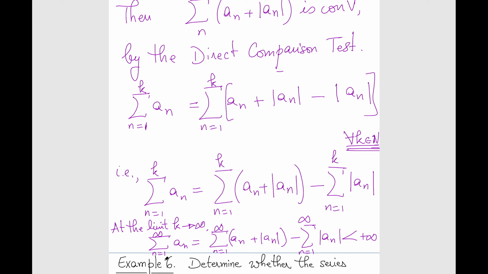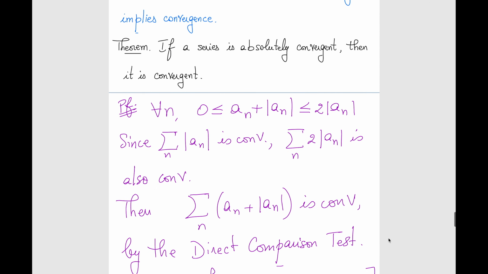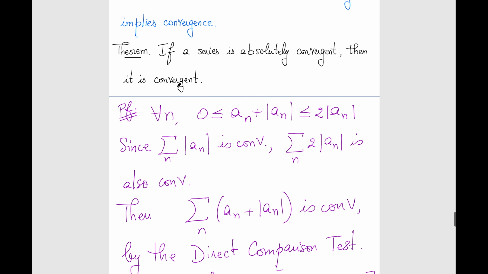What does it mean that this sum is finite? This series has a finite sum. This means that the series converges. And that's exactly what we wanted. We wanted the series to converge. Okay, so this is the proof of this theorem.